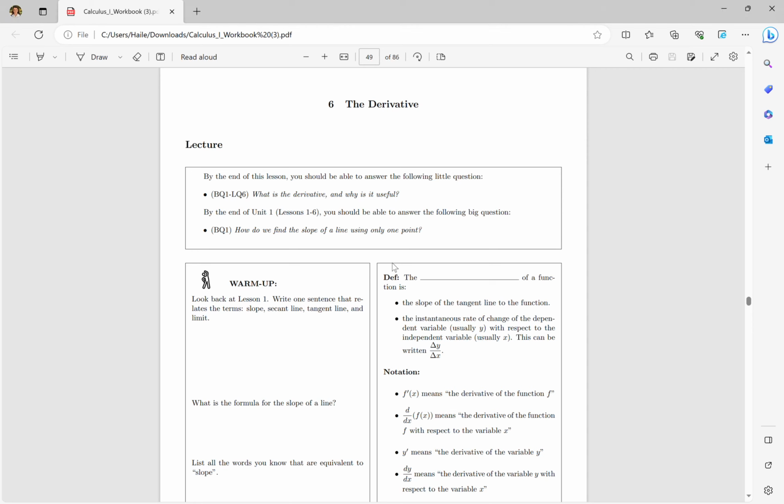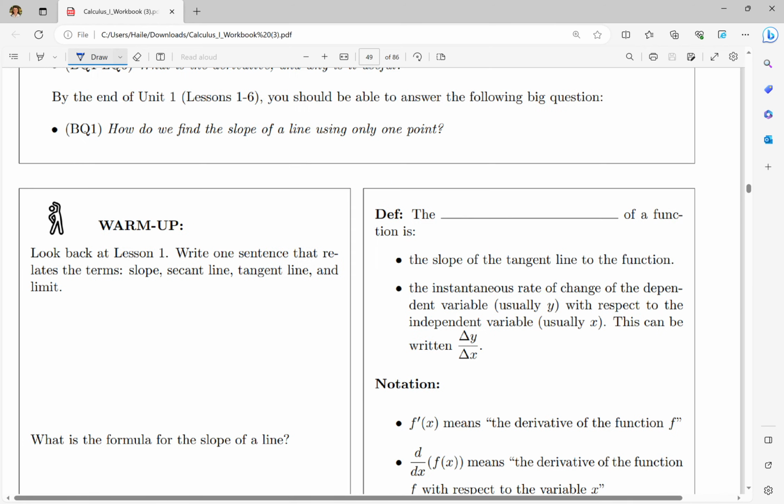In this video, we're going to start talking about the derivative. So by the end of this lesson, you should be able to answer the following little question: what is the derivative and why is it useful? And by the end of this unit, which this is the last lesson in, you should be able to answer how do we find the slope of a line using only one point. Okay, so let's do the warm-up.